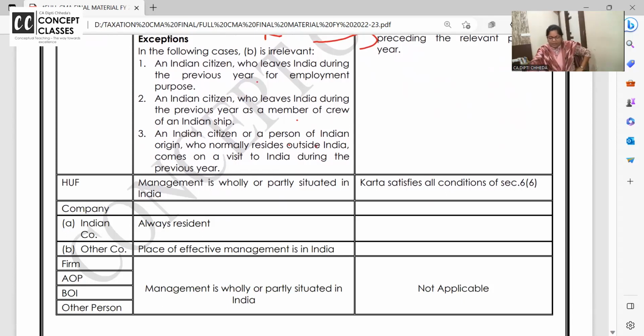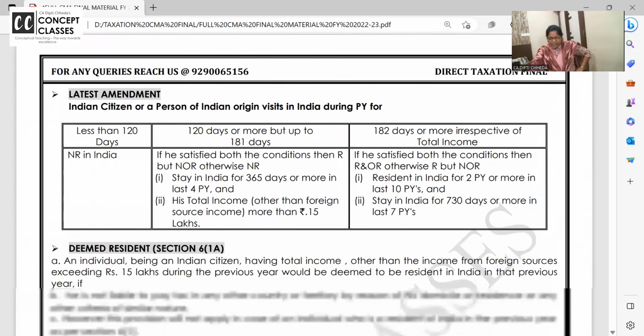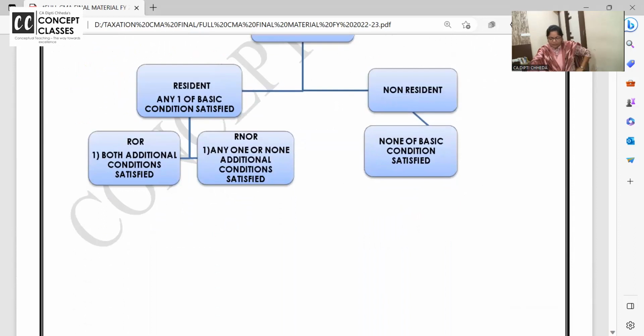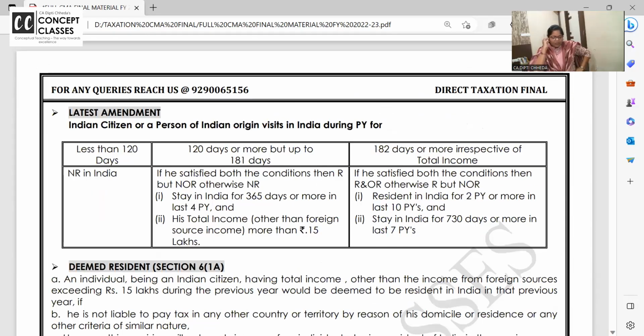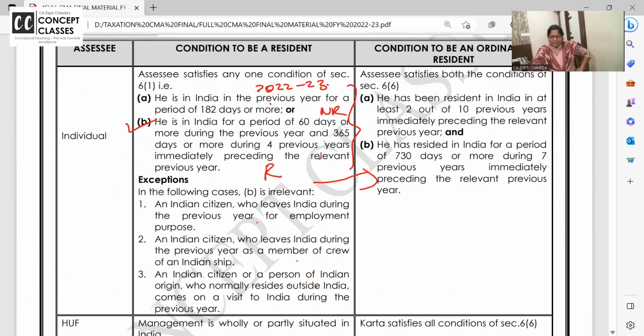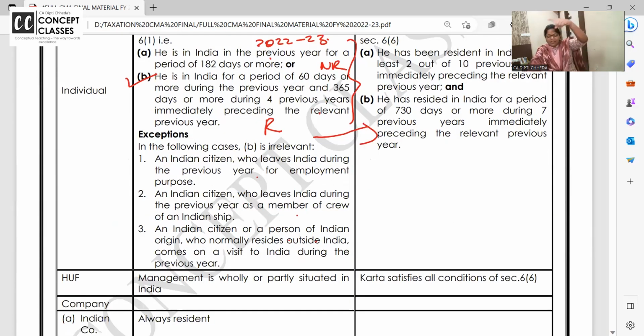Then we have, continuing with that, I have given this flowchart also. Right. Now this was an exception wherein generally the second basic condition is not applicable for a person leaving India for job or employment or as a member of crew, where his days are decided as per the continuous discharge certificate, or an Indian citizen staying abroad comes to visit India.